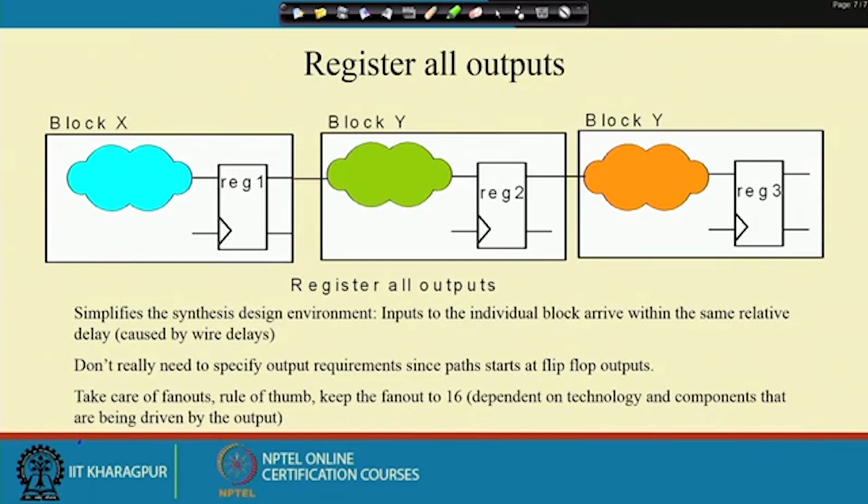Or else, if I have this kind of combinational logic, I can put registers after each combinational logic. This will avoid the problems which occur during automated synthesis.